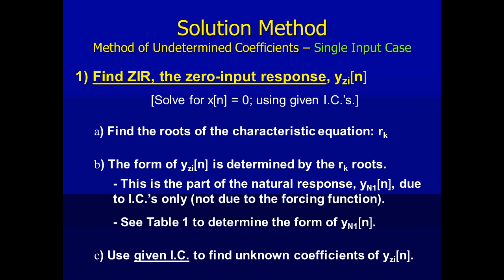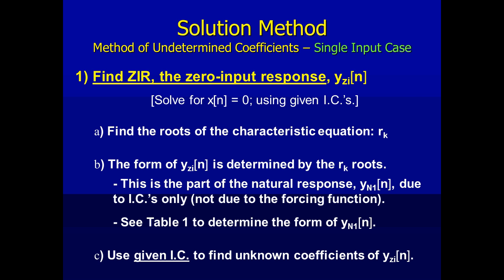So here's the method for finding the zero input response. First, we find the roots of the characteristic equation. And that's what we did here. We create this characteristic equation, we extract it, we set it equal to 0 to find its roots for the homogeneous solution. And in this case, we got that z equals minus 1/2. Then we use our table to tell us the form of the natural response.